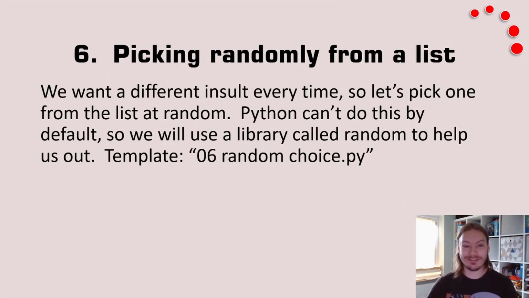Okay, so you've had a play around with that. Hopefully you've got that working. The next step is we don't just want 3 lists of words. What we want is to be able to select randomly from each of those lists. We want a different insult every time, and we want it to be done at random. It's very easy in Python. Random number generation is pretty straightforward. And again, there's a template for this to start us off, which is section 6 random choice.py.